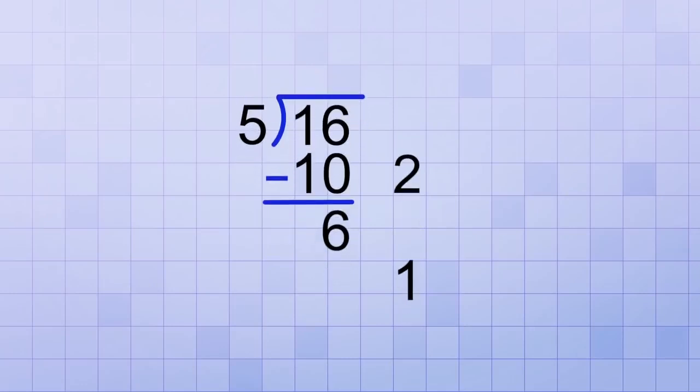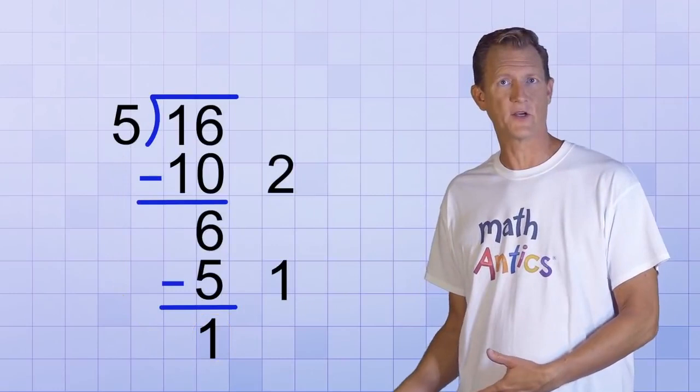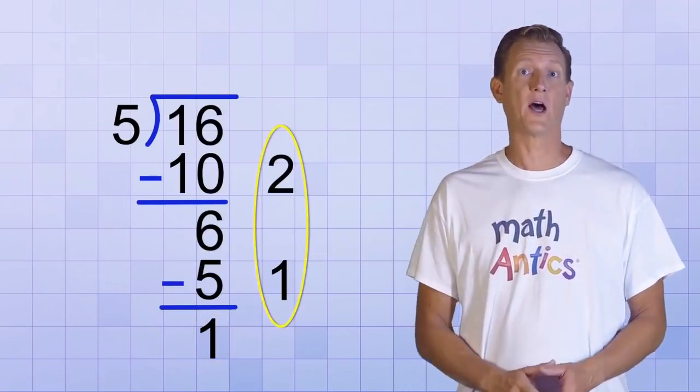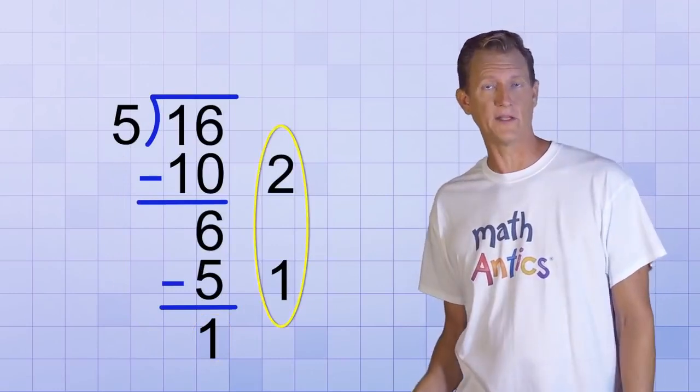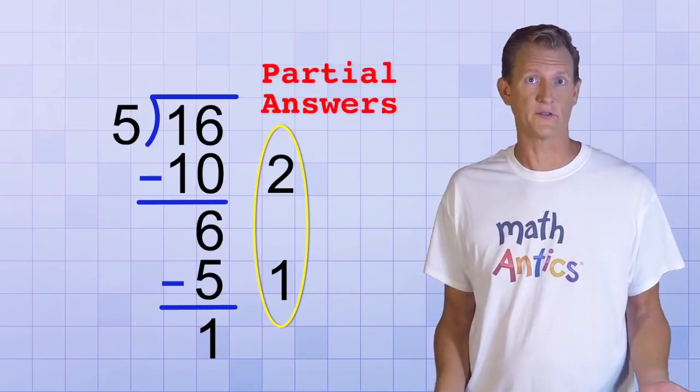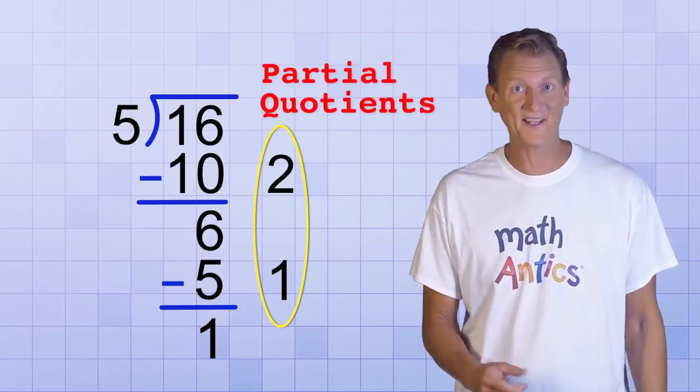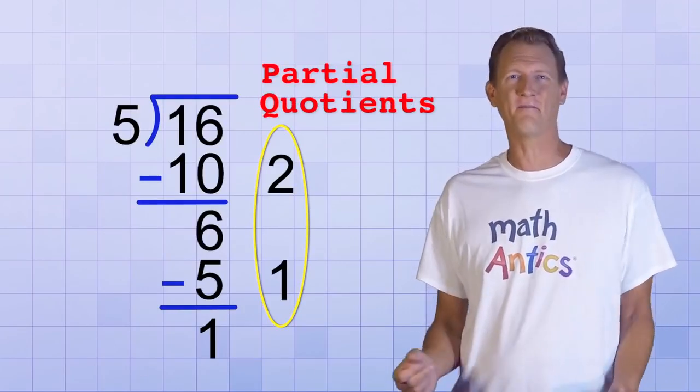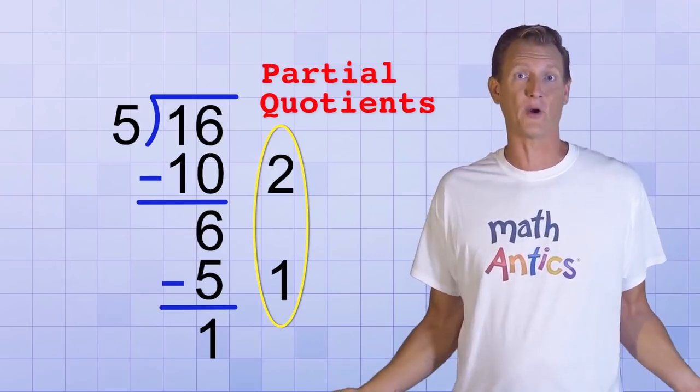1 times 5 equals 5, which we'll put below the 6 to subtract it. And 6 minus 5 gives us a new remainder of 1. Now the remainder is less than the divisor. So we're almost finished. We just need to finalize our answer by combining the answers we got along the way. And we need to combine them because they were just partial answers, or partial quotients. Get it? Quotient is just the fancy name for the answer to a division problem.